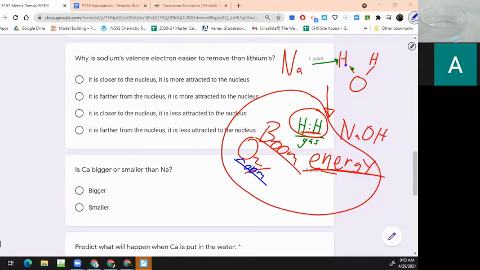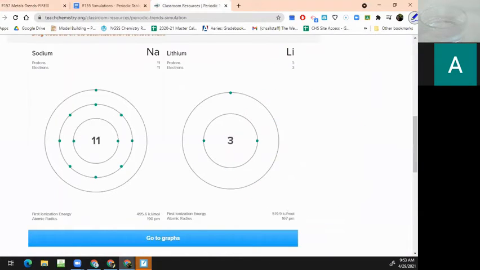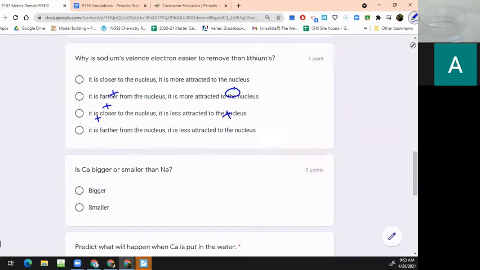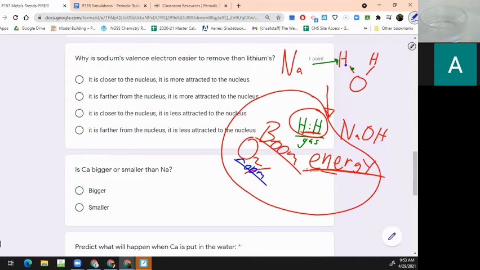It is further from the nucleus because it is in one more energy level. 1, 2, 3, 1, 2. So even though it is a more attractive nucleus, the valence electron is further from the nucleus. Whew. Okay. My heartbeat hasn't slowed down that much.